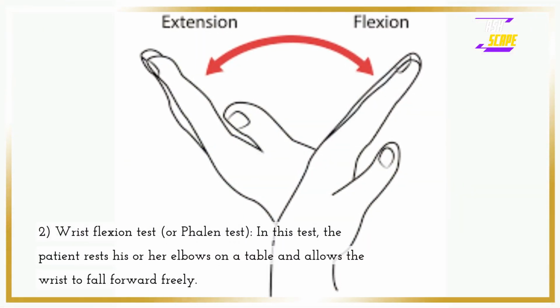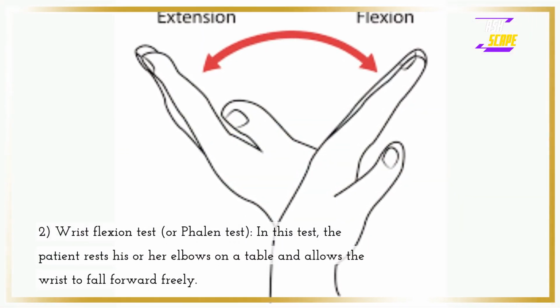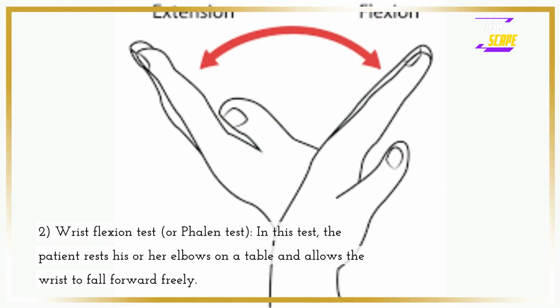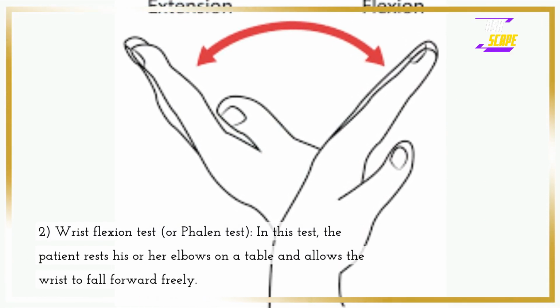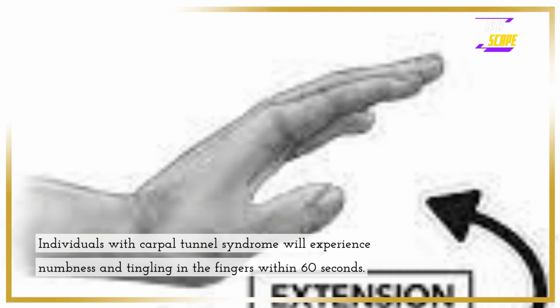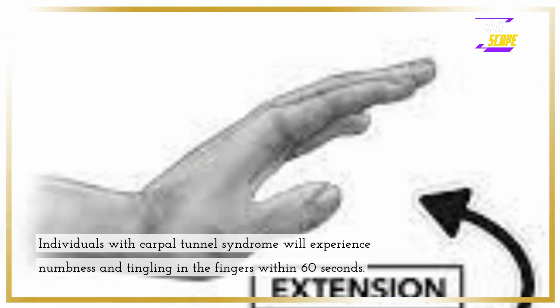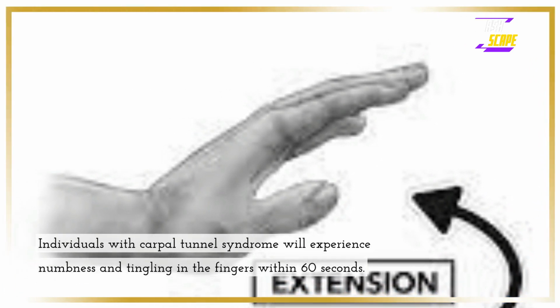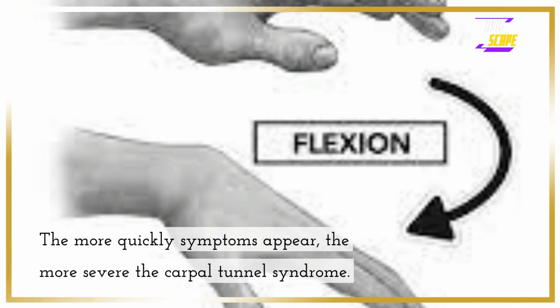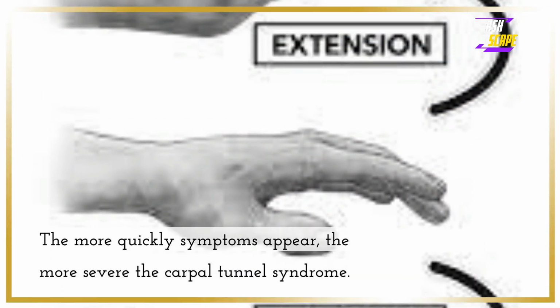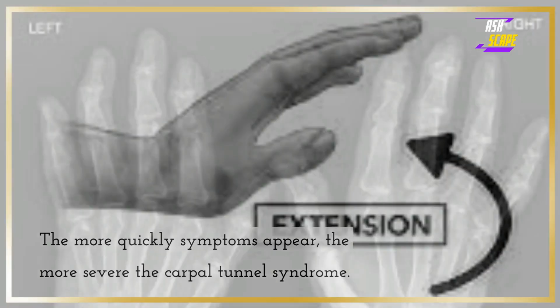2. Wrist flexion test, or Phelan test. In this test, the patient rests his or her elbows on a table and allows the wrist to fall forward freely. Individuals with carpal tunnel syndrome will experience numbness and tingling in the fingers within 60 seconds. The more quickly symptoms appear, the more severe the carpal tunnel syndrome.